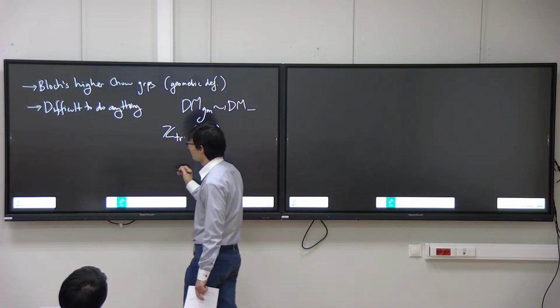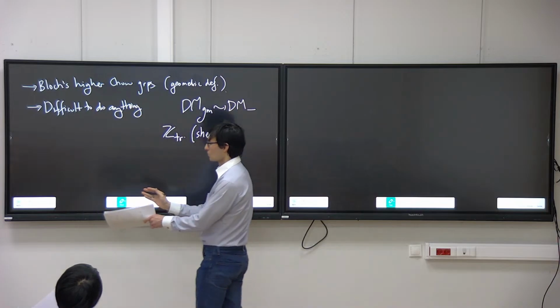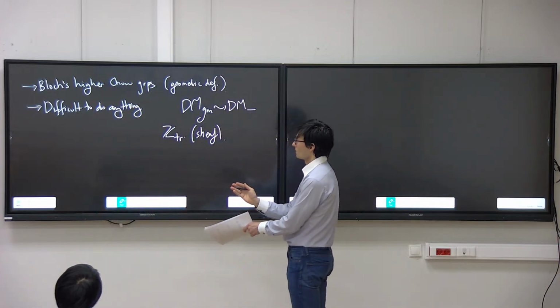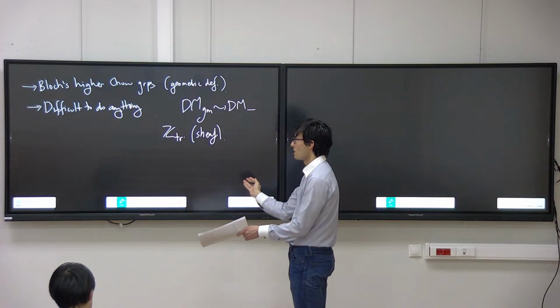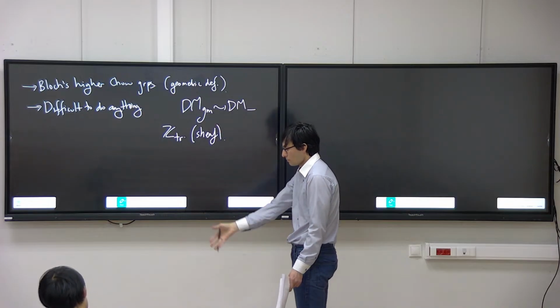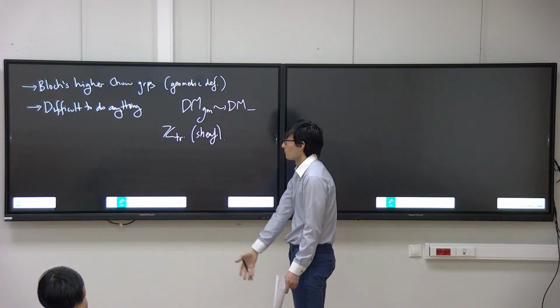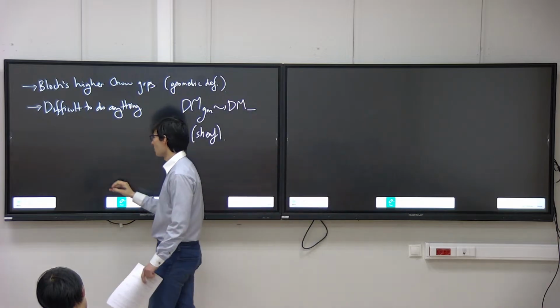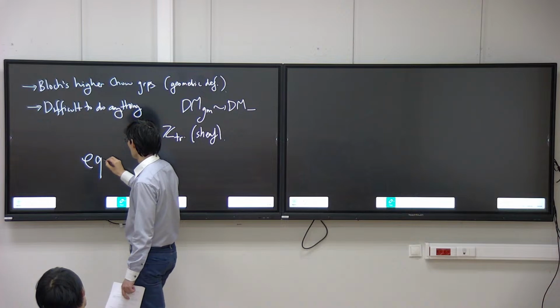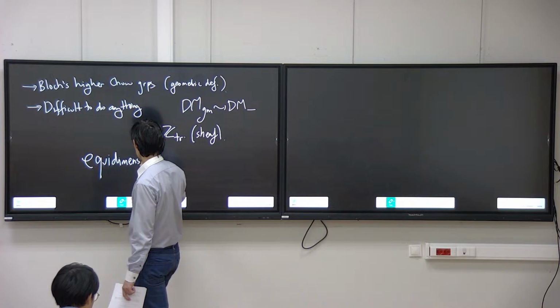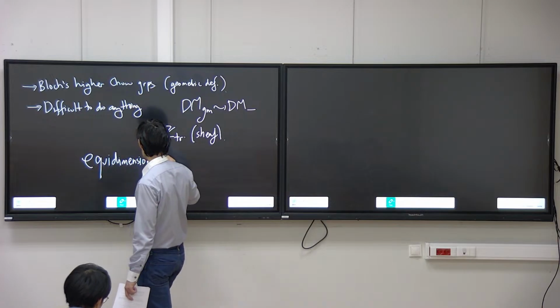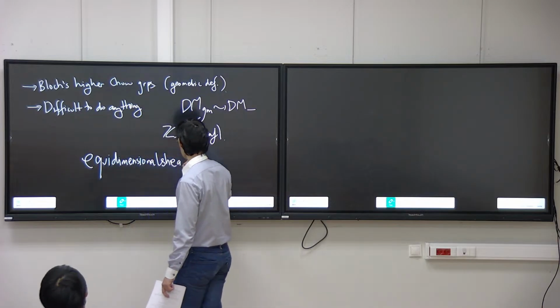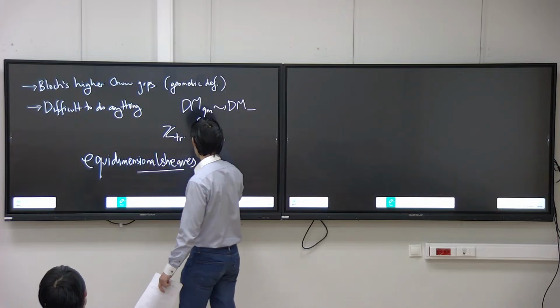And kind of the answer is to cut up these Bloch higher Chow groups in terms of dimension. So you look at the case where you have a subspace of a fixed dimension. So the sheaves that we're going to talk about are called equidimensional sheaves, or equidimensional cycles.